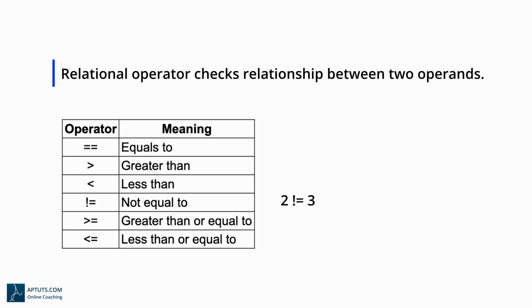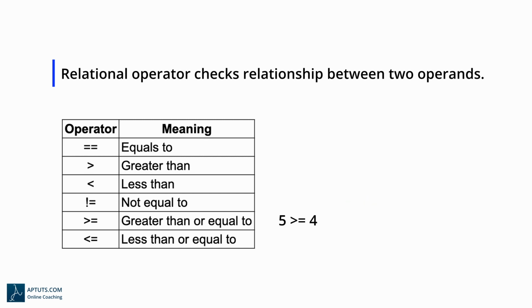The next expression uses not equal to relational operator. In this example, 2 not equal to 3 will check if 2 is not equal to 3. If true, it will return Boolean value true. If false, it returns Boolean value false. 2 not equal to 3 is true. Hence, this expression returns Boolean value true.